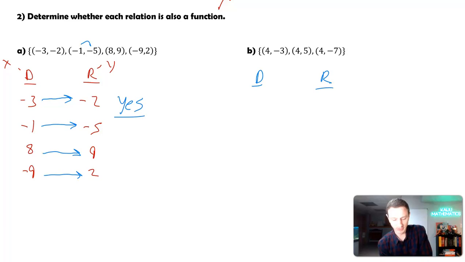So the domain is all the x values. So the first ordered pair is 4, -3. Next ordered pair is 4, 5. I'm not going to rewrite 4. My last ordered pair is 4, -7. I'm not going to rewrite 4 again. The range is -3, 5, and -7.